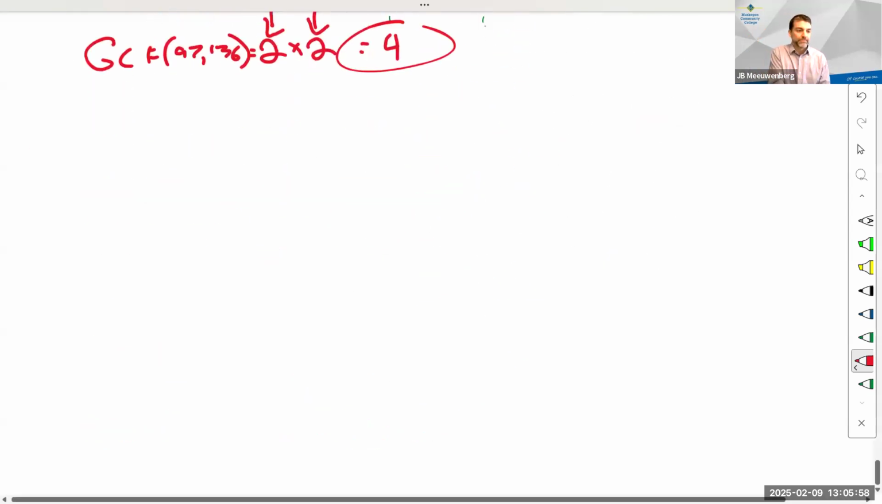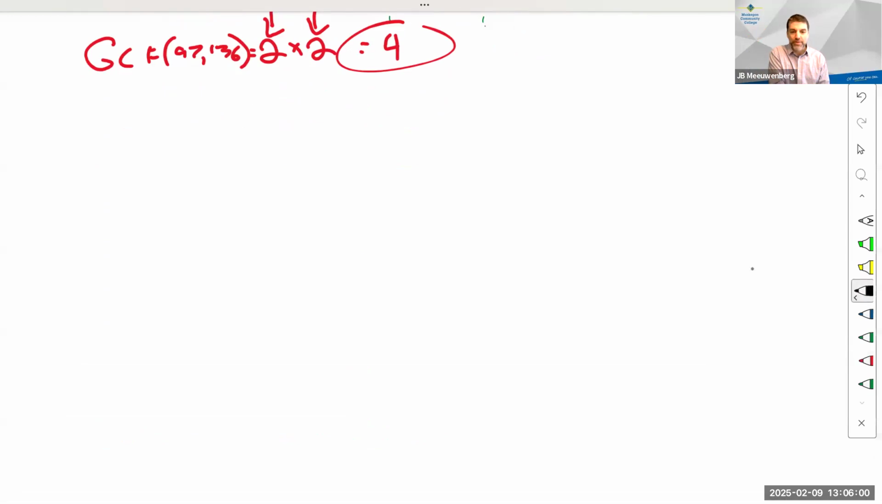So let's try another one. So definitely try this one on your own if you didn't before. We are going to do one with 3 numbers. So let's find the GCF of 14, 34, and 60. So see if you can figure out how you might do it with 3 numbers.